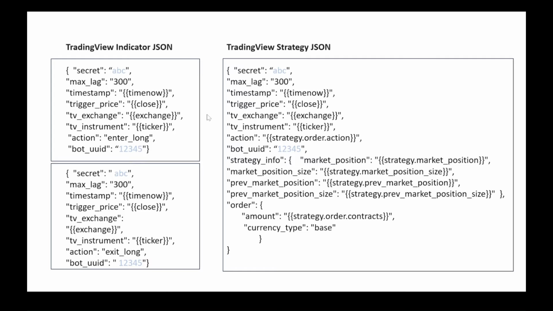So as a next step, I will do a very simple test. I will take this JSON message for entering a long position, and I'll send an alert to have a long position opened. And then I will also send an alert to exit long. So that will be the first test.